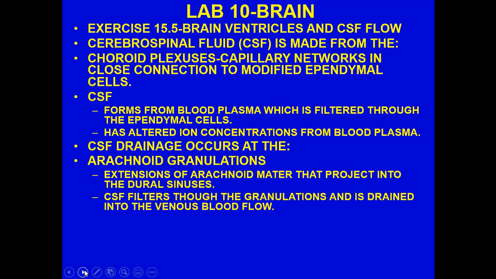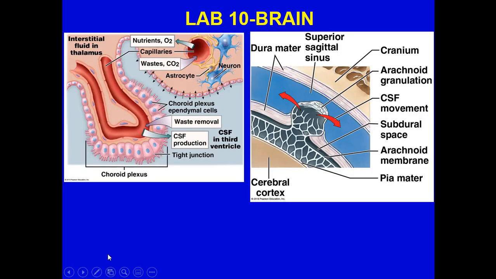The CSF drainage occurs at the arachnoid granulations. These are really extensions of the arachnoid mater. They project into the dural sinuses, and the CSF filters through these granulations and is drained into the venous blood flow, as I've mentioned to you before.